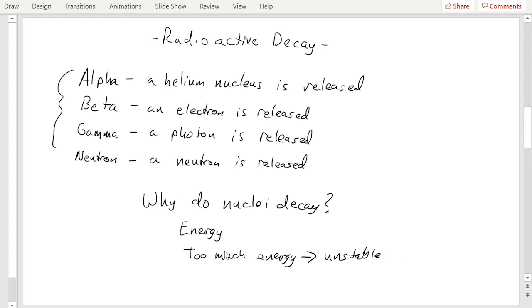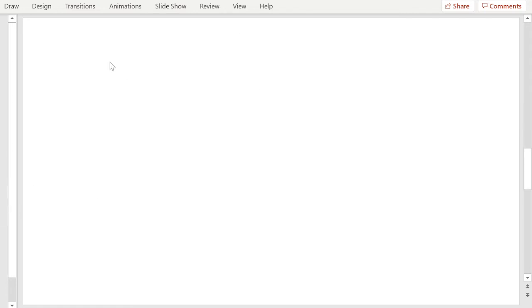But the root of the issue is that a nucleus contains too much energy. When it contains too much energy, it wants to go to its naturally lowest energy state, and it wants to release some of that energy to get there. So first, let's talk about alpha decay since it's the first one on our list. One situation where alpha decay occurs is in the decay of uranium.